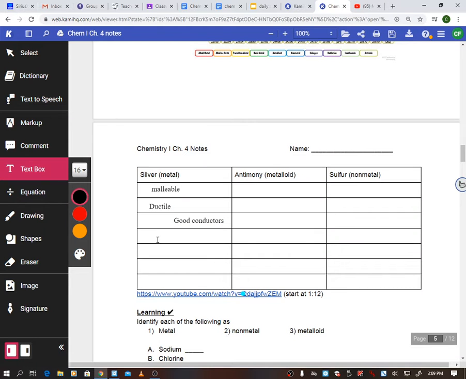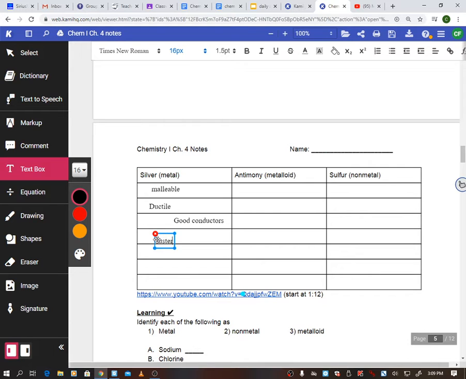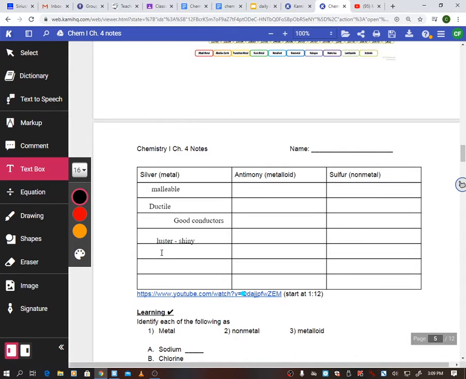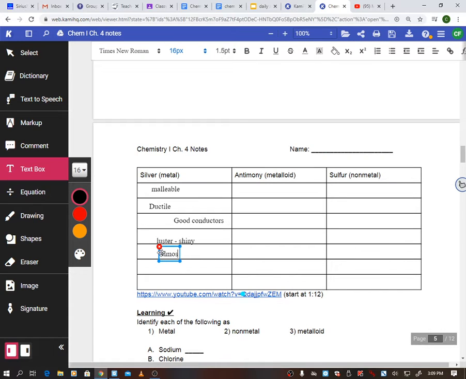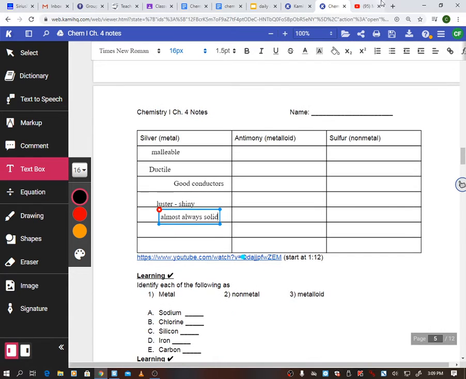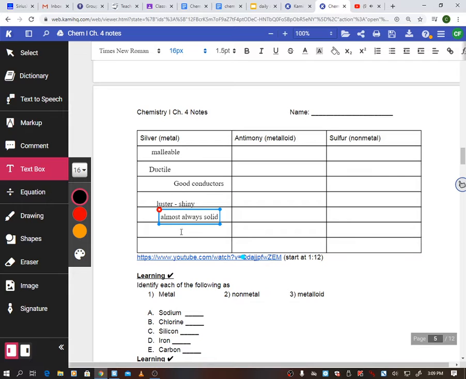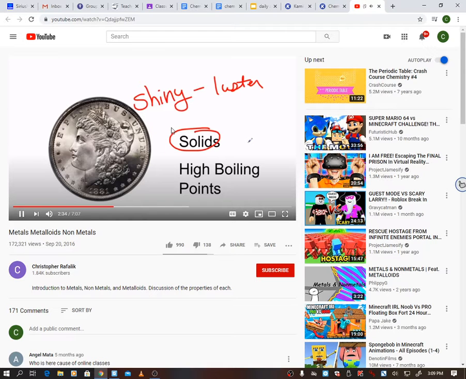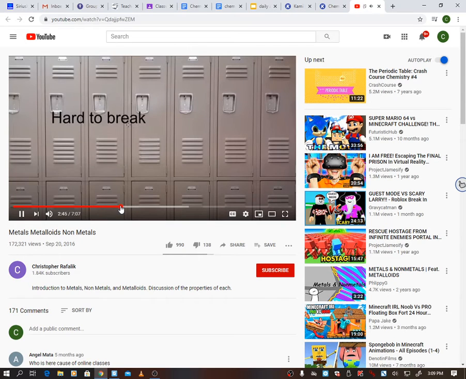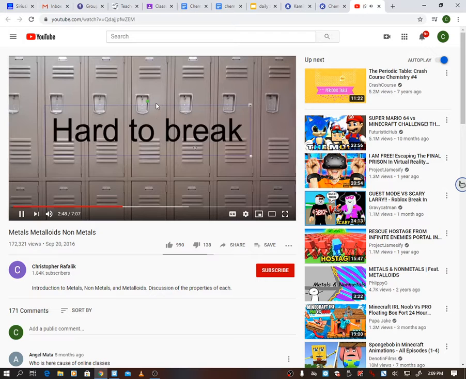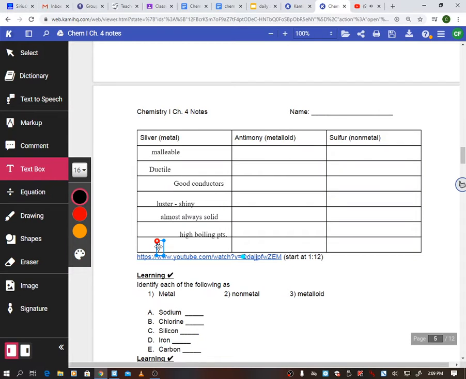Okay, so we have luster, which means shiny. They're almost always solid, with the exception of mercury, which is liquid at room temperature. They have high boiling points, right? It's because they are those solids. They are also notoriously hard to break. So think about it, you wouldn't want to punch these. All right, so hard to break is the last one.